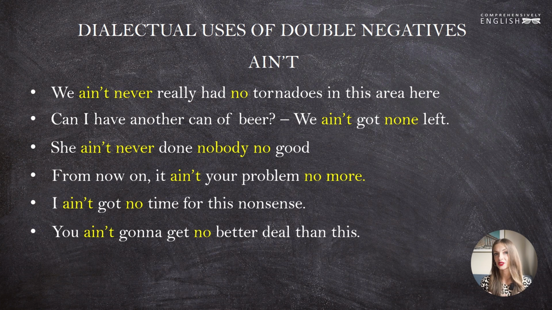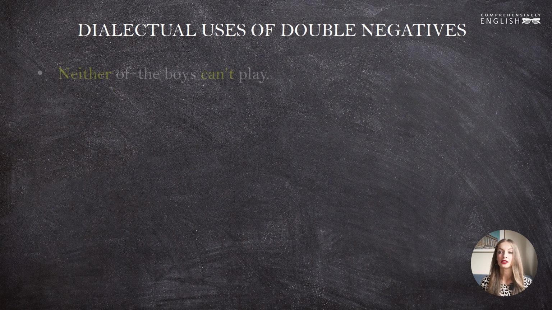Now, when we speak about dialectual use, it's not only about ain't, it's also about other verbs, other negative elements, other types of double negatives used in one sentence or in one clause. So let me show you several more examples. Neither of the boys can't play tennis. Neither is a negative pronoun, and can't is a negative verb form, so they coexist in this sentence, and it actually means that neither of the boys can play tennis.